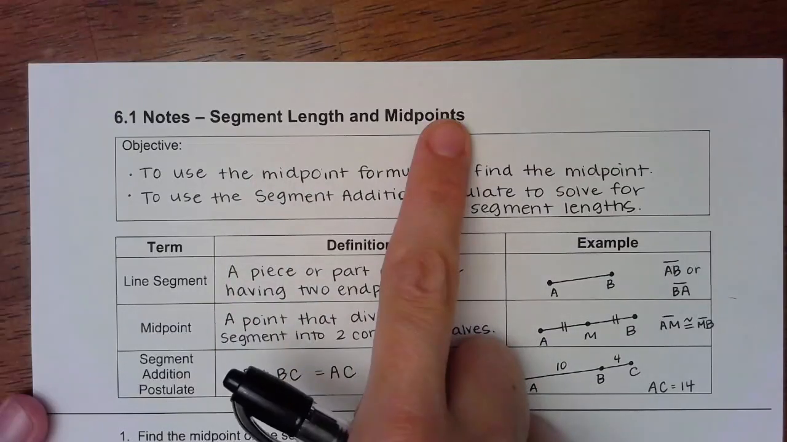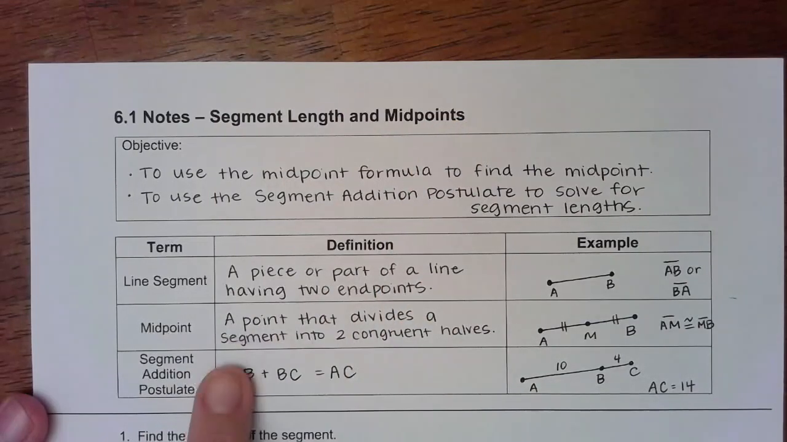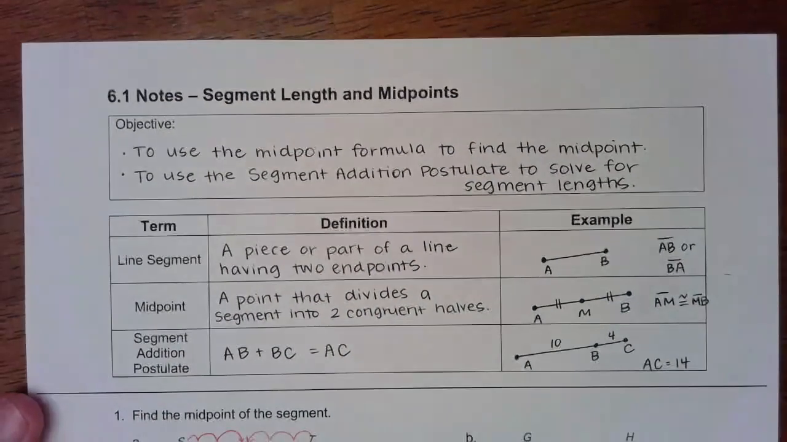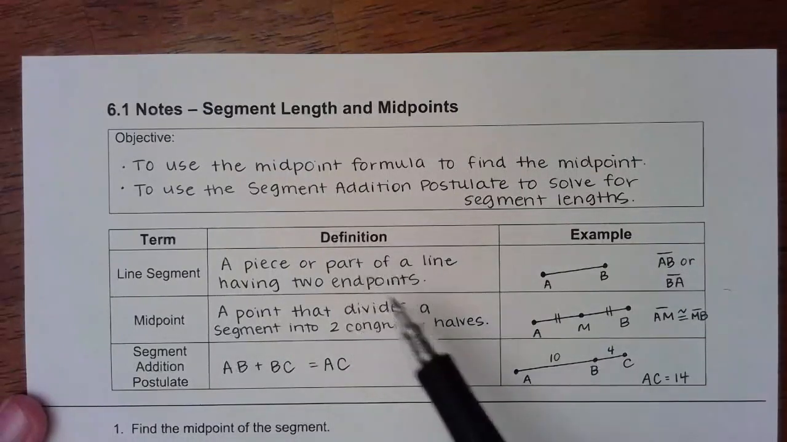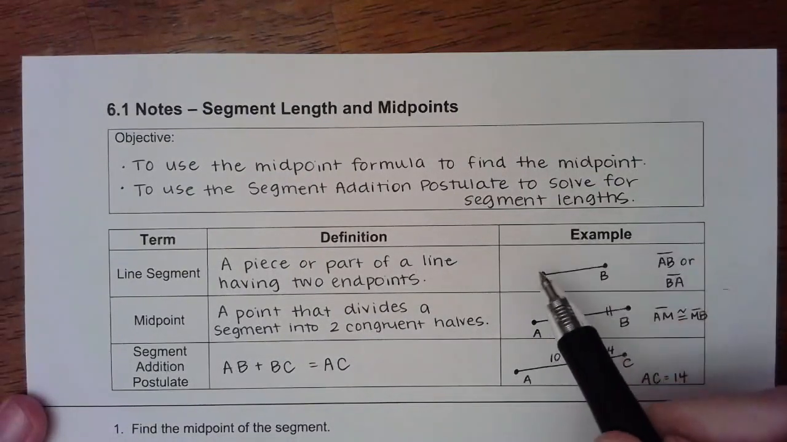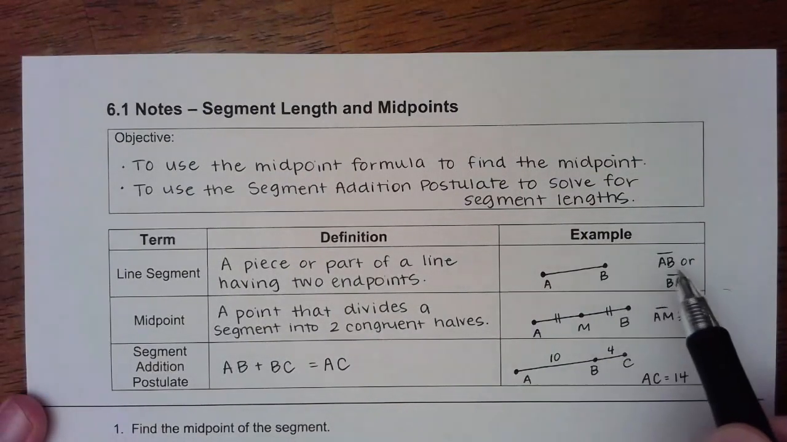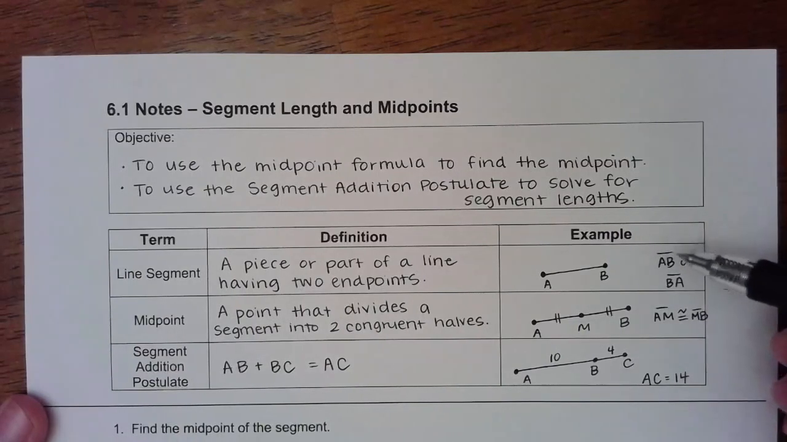So the notes we're doing today are section 6.1, segment lengths and midpoints. Got a couple definitions to go over first. So a line segment is a piece or part of a line that has two endpoints. When you name a line segment, you can put either letter first. Notice how the notation above the line segment doesn't have arrows on either end.